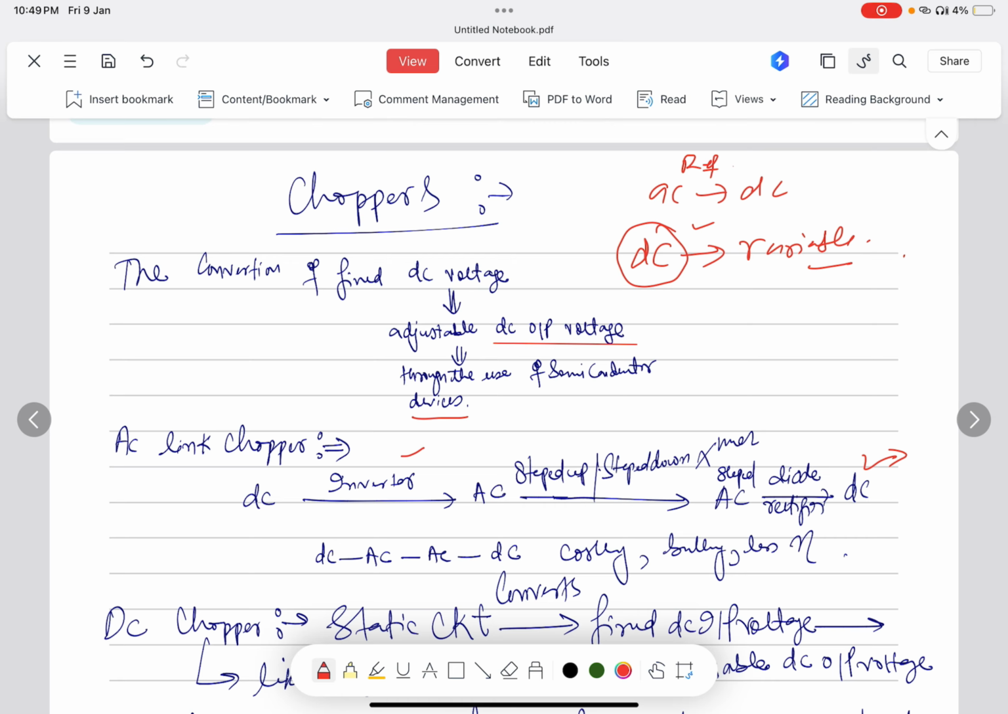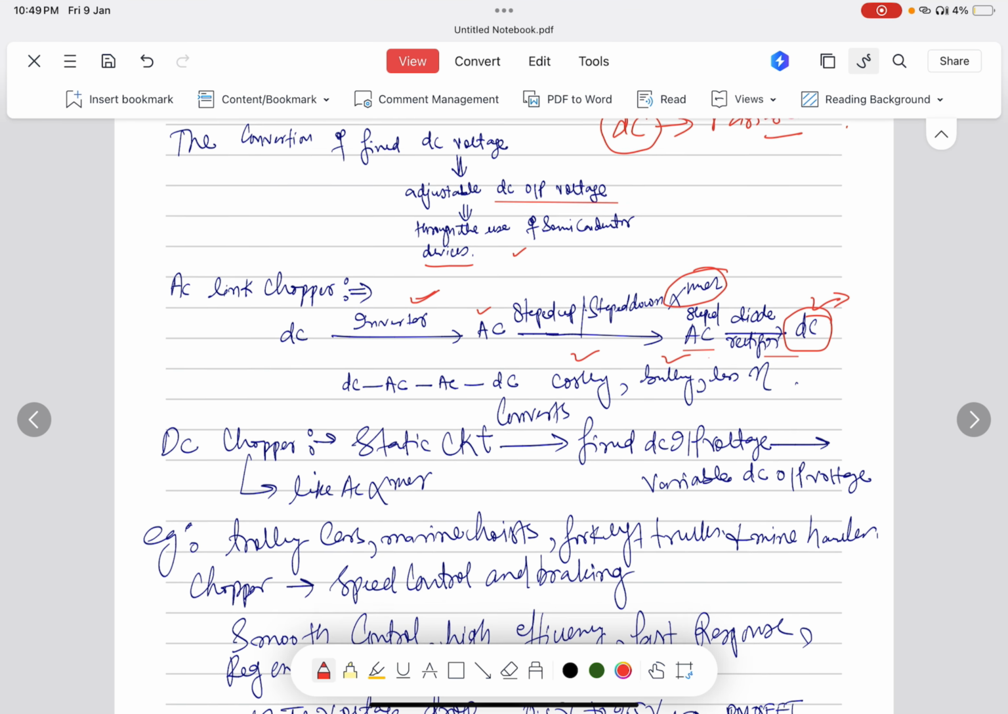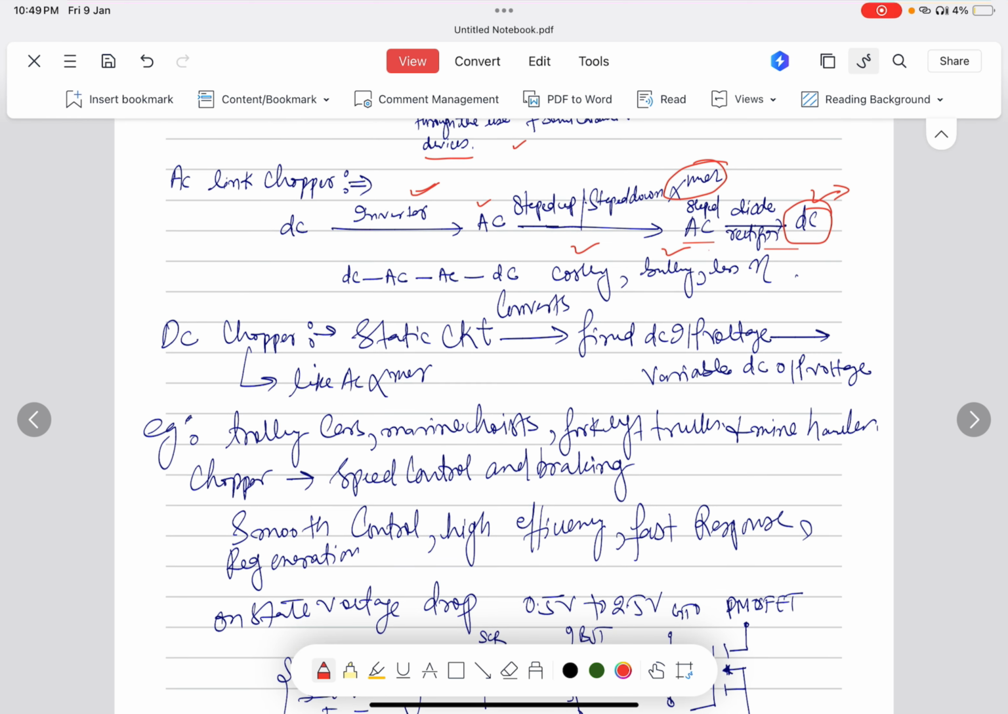If you look at the definition, it is the conversion of fixed DC voltage to adjustable DC output voltage through the use of semiconductor devices. There are two methods to change it. First is the AC link chopper, where we convert DC to AC with the help of an inverter. Then we step up or step down with the help of a transformer, again as AC. Then we use rectifiers or diodes to convert into DC. This process is very costly, bulky and less efficient because in the process of conversion a lot of energy is lost.